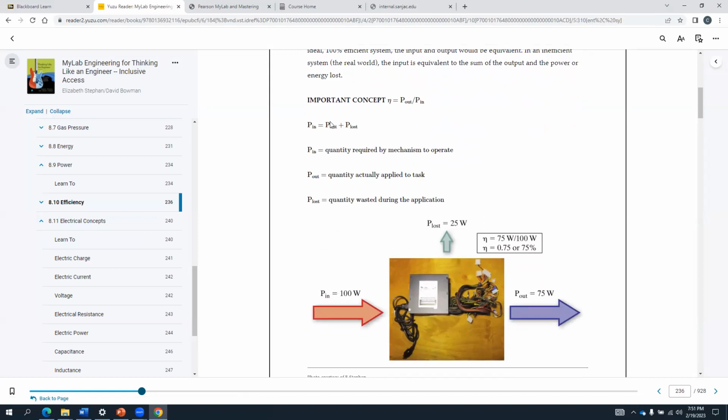So we got power in, power out, plus power loss. And we know that important concept, efficiency is equal to the power out over the power in. So we could figure out what was the power out. We know the power in. We could determine the power lost. So let's go back over here.